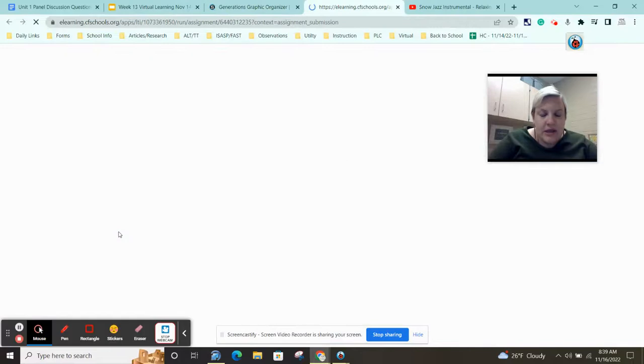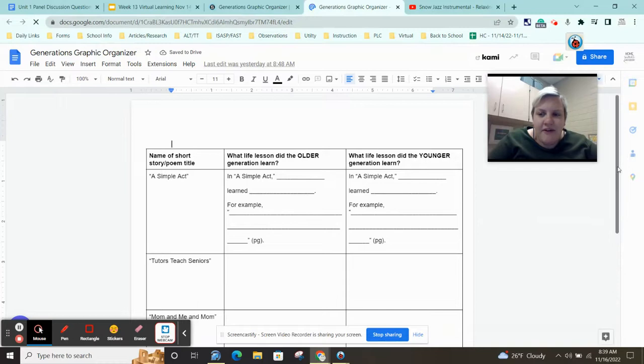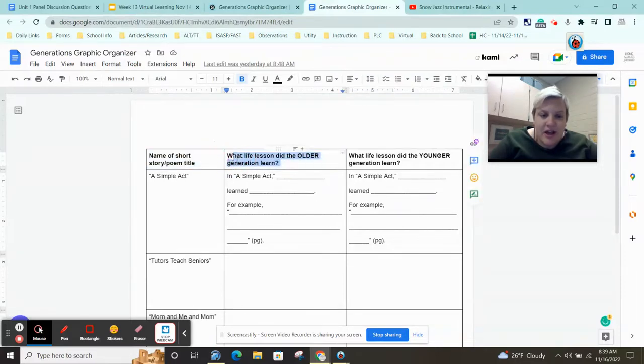When you open this up, everyone will be pushed up their own copy of this. And we're going to have 5 different stories. We're on the very first one, and it's called A Simple Act. And so, because we're working on text evidence and explanation, working on a claim and supporting it with text evidence, sorry, I think I said that backwards. We want to take away from each story what does the older generation learn and what does the younger generation learn. So in A Simple Act, we have 2 characters to focus on. We have Laura, who would be our older generation, and then we have Maurice, who would be our younger generation, right? So I kind of did a sentence starter for you already.